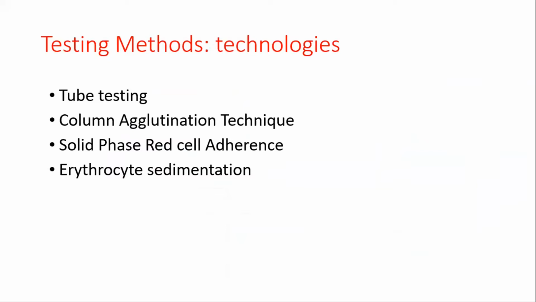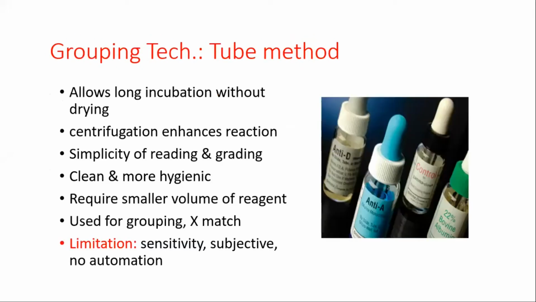Whichever protocol we use for testing, there are various methods or technologies available to process any pre-transfusion testing. The basic, the conventional test tube technique, which we all have been using for many years, has been established. It's a very good method of testing. Apart from the test tube method, the column agglutination technique is available, the SPRCA technique is also available, and there is something called the erythrocyte sedimentation technique. These are the various technologies available for pre-transfusion testing.